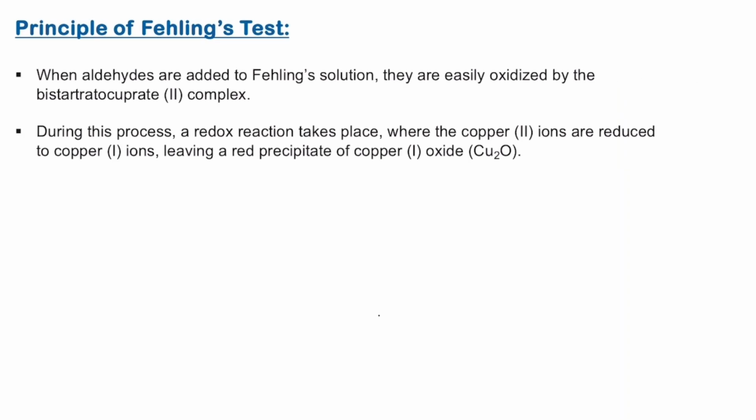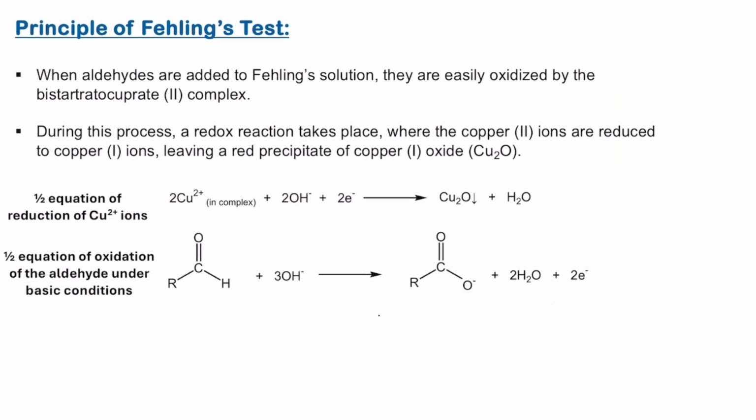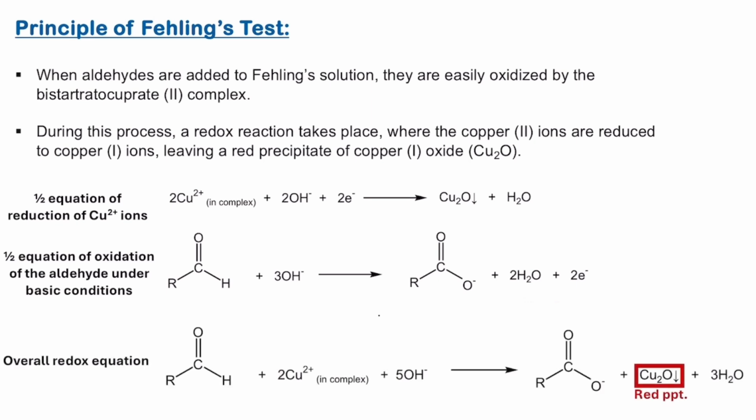The principle behind this test is simply a redox reaction where the aldehyde of the reducing sugar is oxidized under alkaline conditions to its corresponding carboxylate salt, while the copper 2 ions are reduced to copper 1 oxide, which forms a precipitate that can exhibit different colors. A positive test result is indicated by the presence of this precipitate, which is usually red.